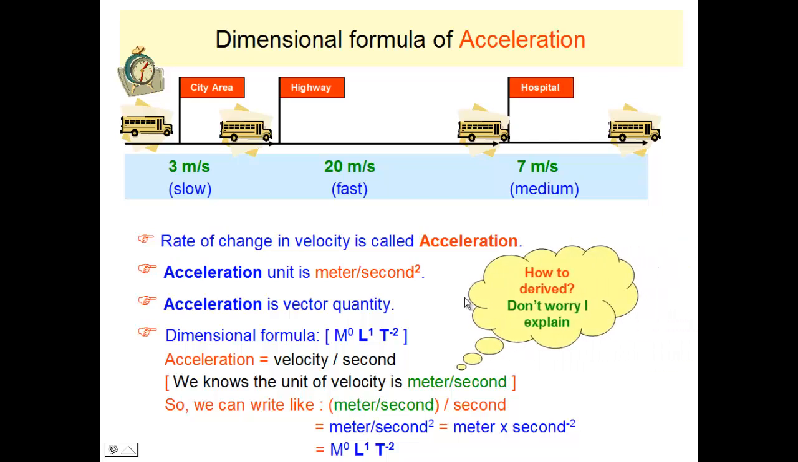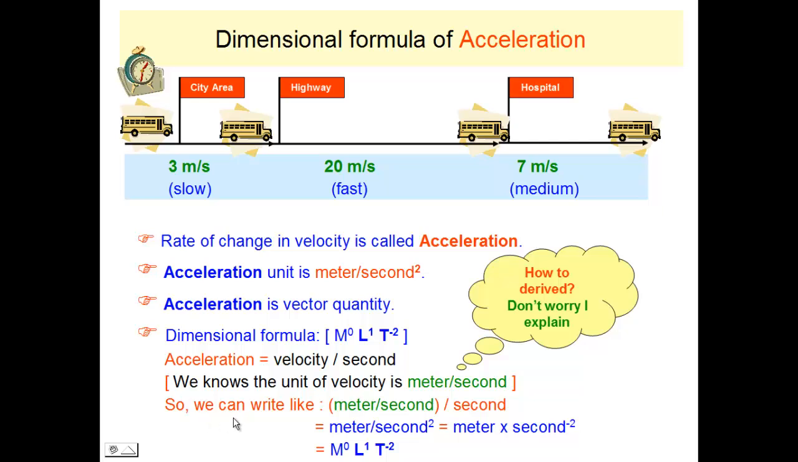So in your mind the question comes: how to derive the dimensional formula? Don't worry, I will explain to you. First we check the definition and the unit of acceleration. The acceleration unit is meter per second square, and the definition is the rate of change in velocity. So velocity divided by second. Now we know the unit of velocity is meter per second.